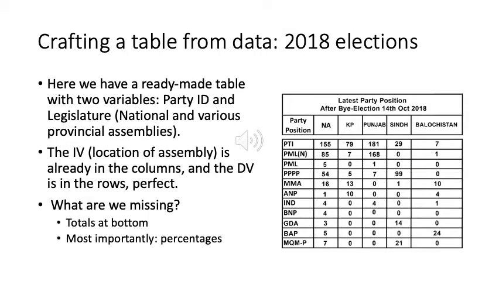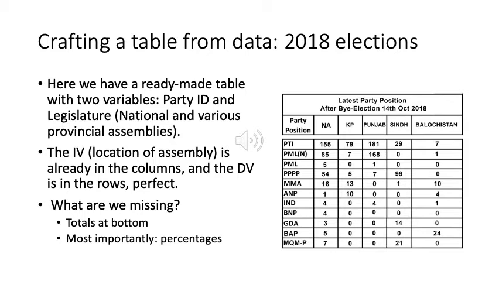All right, so you may ask yourself, how do I create a contingency table from data? Well, here we have a ready-made table of electoral results of the 2018 elections after some late by-elections in October. I don't know if it was the complete data or not. But we have two variables. You have party ID, which is in the rows, and you have legislatures, the National Assembly, the KPK Assembly, Punjab Assembly, Sindh Assembly, and Baluchistan Provincial Assembly. That is the other variable.